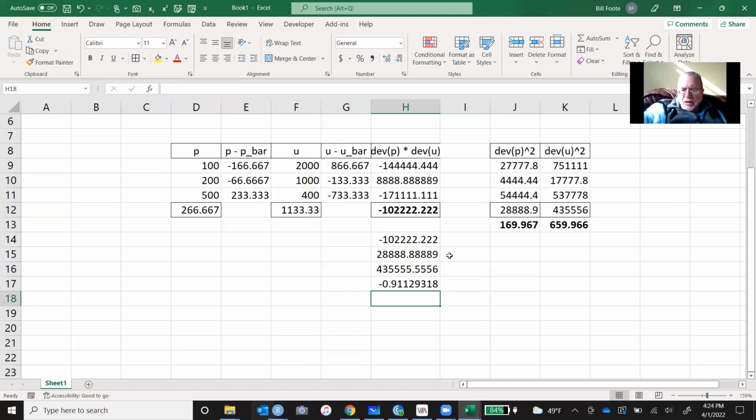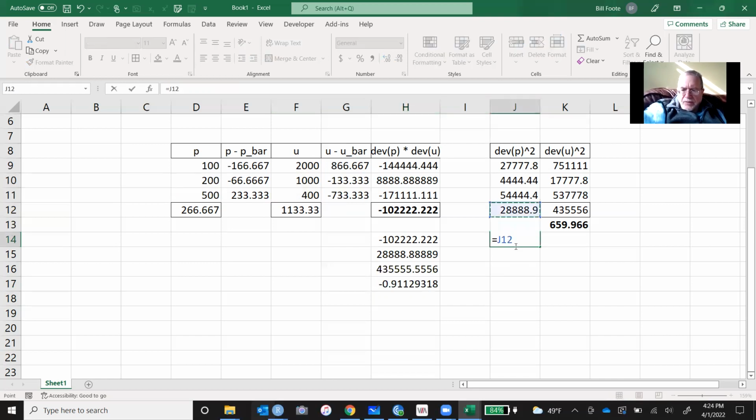Okay. Now, let's see if our formula works. Our formula is to take the covariance, this big number here, and divide it by the product of the two standard deviations. Okay, something horrible just happened there. Yes, divided by 0.